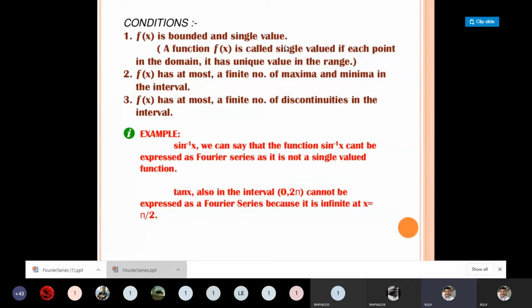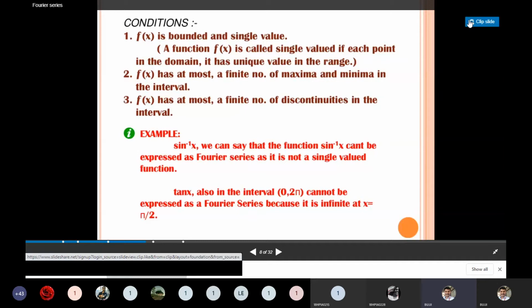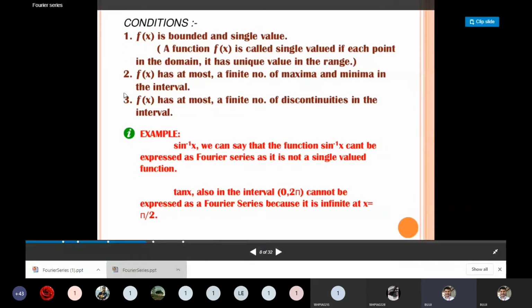The function f of x is called single valued if each point of the time domain has a unique value in the range. When we consider a time domain signal, at any instant of time it must have only a single magnitude value. Next, f of x has at most a finite number of maxima and minima in the interval. The third point is f of x has at most a finite number of discontinuities.